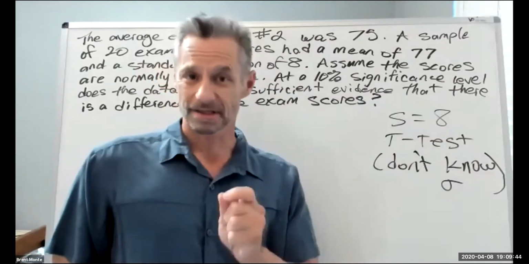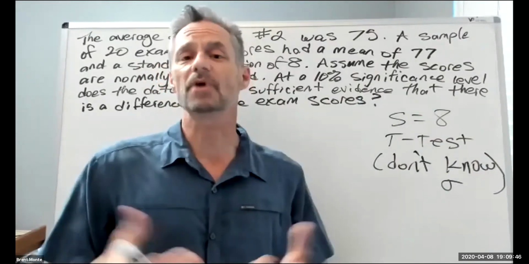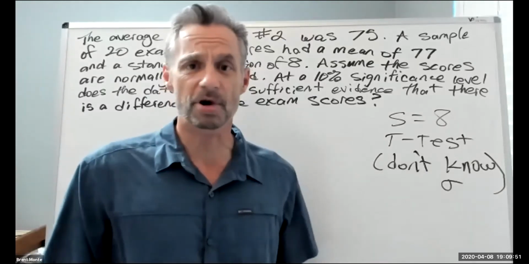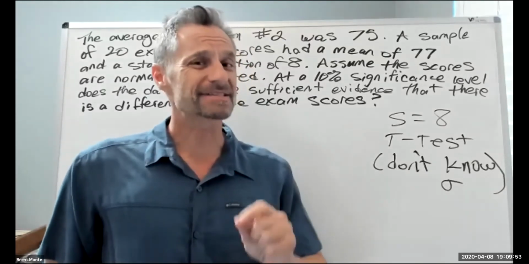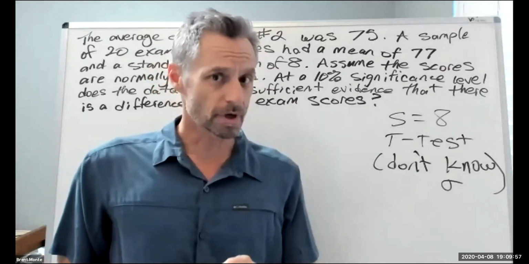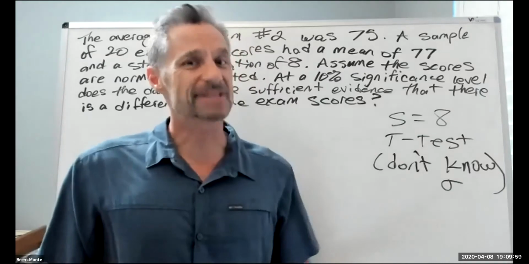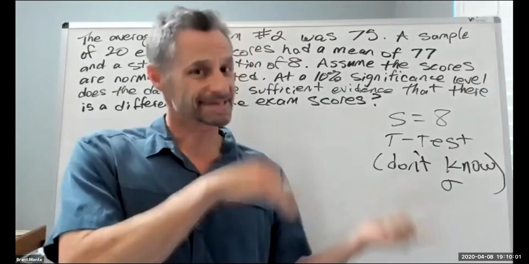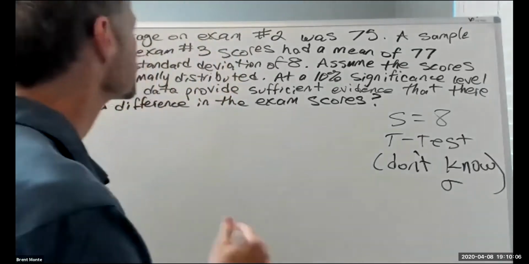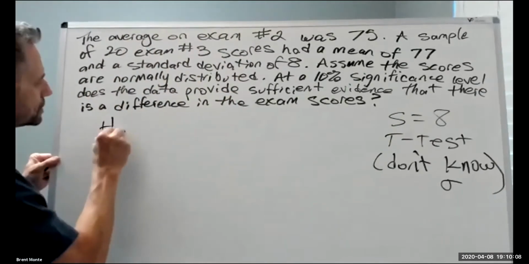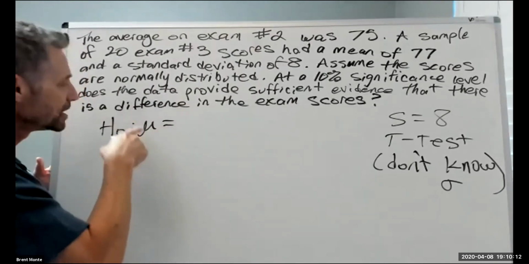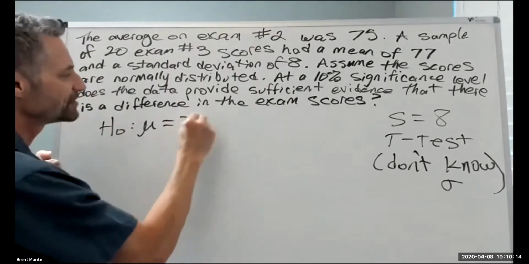Okay, now let's talk about this. It's a hypothesis test. We always have to start with the hypotheses, the null hypothesis and the alternative hypothesis. The null hypothesis always has the equals. That's what we're assuming to be true. And so if we don't have any further evidence, we have to assume that the exam 3 score is the same as the exam 2 score, which was 75. So the null hypothesis is that the population mean of exam 3 is also 75.